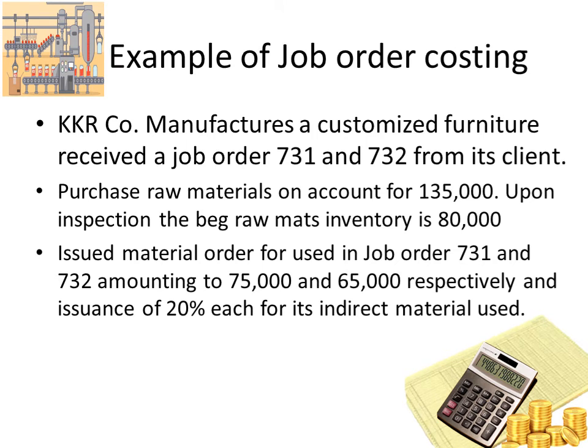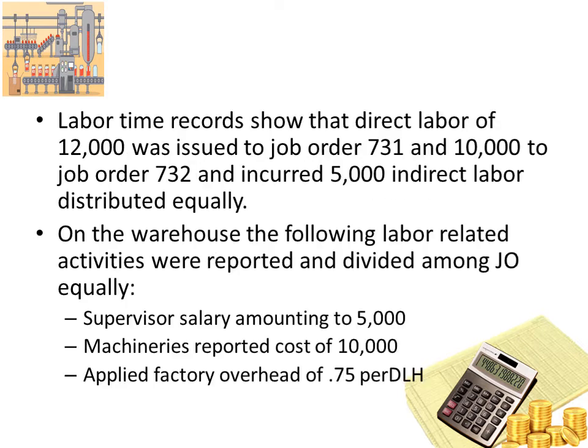So let's try one example. KKR company manufactures customized furniture and receives job orders 731 and 732 from its client. So purchase of raw materials on account for 135,000. Upon inspection, the raw materials inventory is 80,000. Issued raw materials for use in job orders 731 and 732 amounting to 75,000 and 65,000 respectively, and issuance of 20% each for its indirect material use.